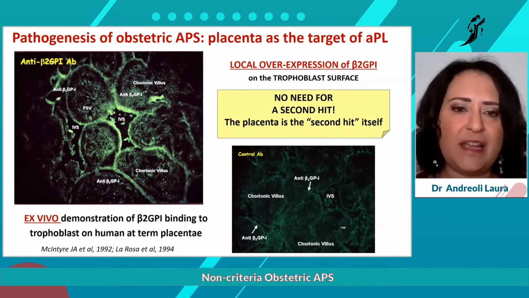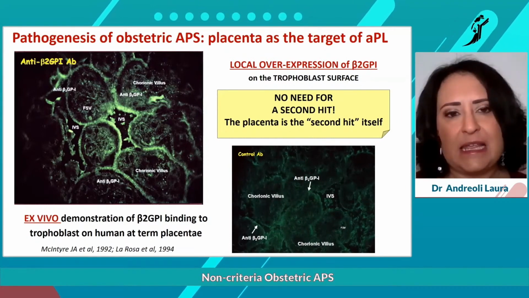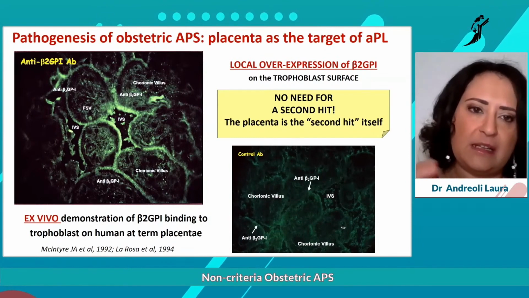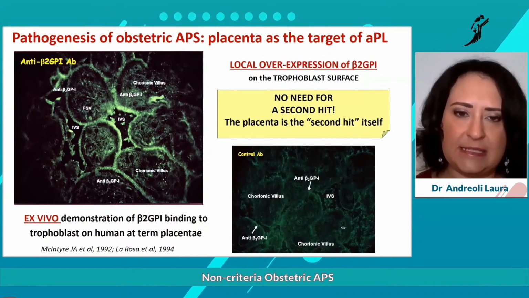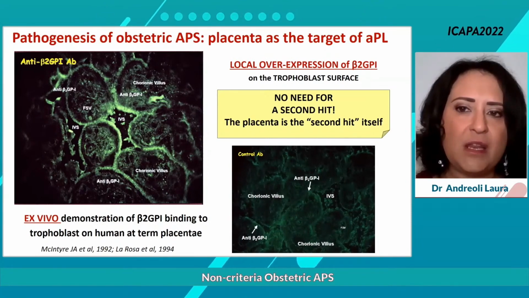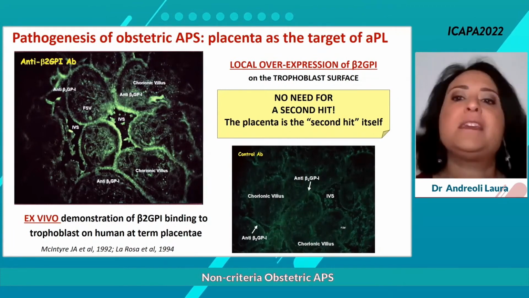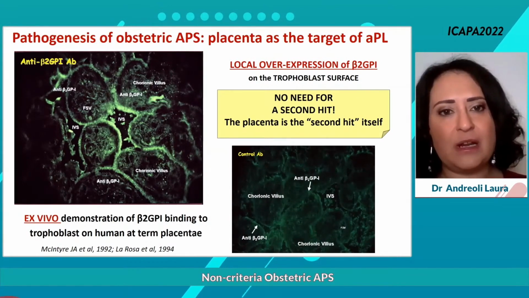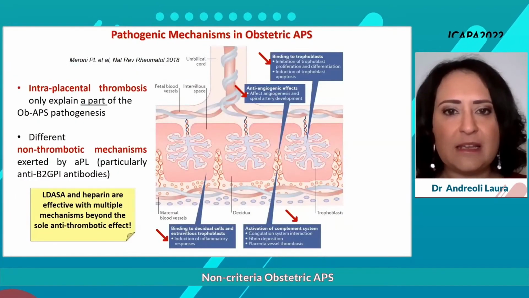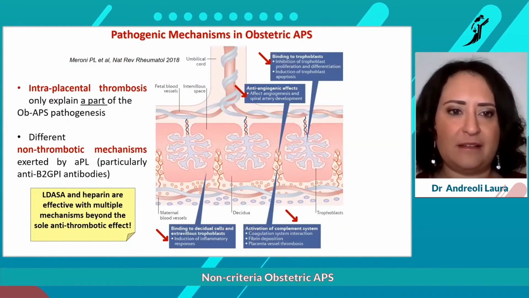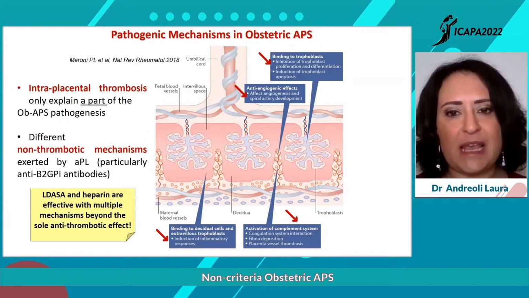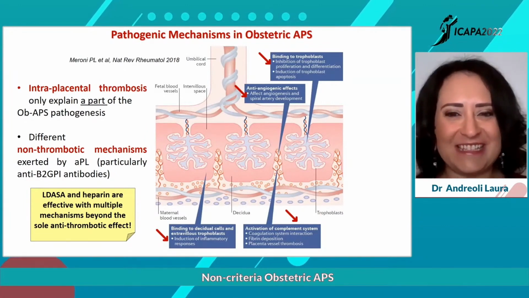So obstetric APS looks like a different disease from thrombotic and vascular APS in this sense, because we know, and it is quite a well-accepted theory, the one of the second hit. So for vascular manifestations, we need to have a trigger, while for obstetric APS, the trigger itself is the placenta.